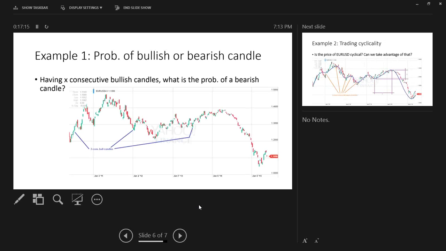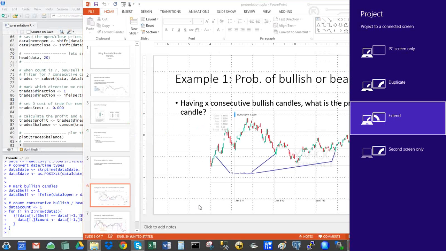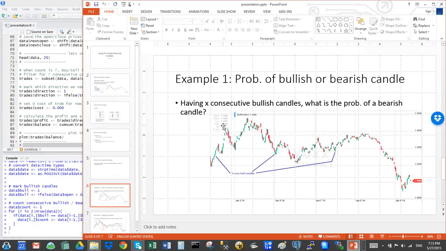So if you bear with me for just a moment, what I'm going to do is switch to my RStudio, if I can figure out how to do that. Yeah, cool. All right.